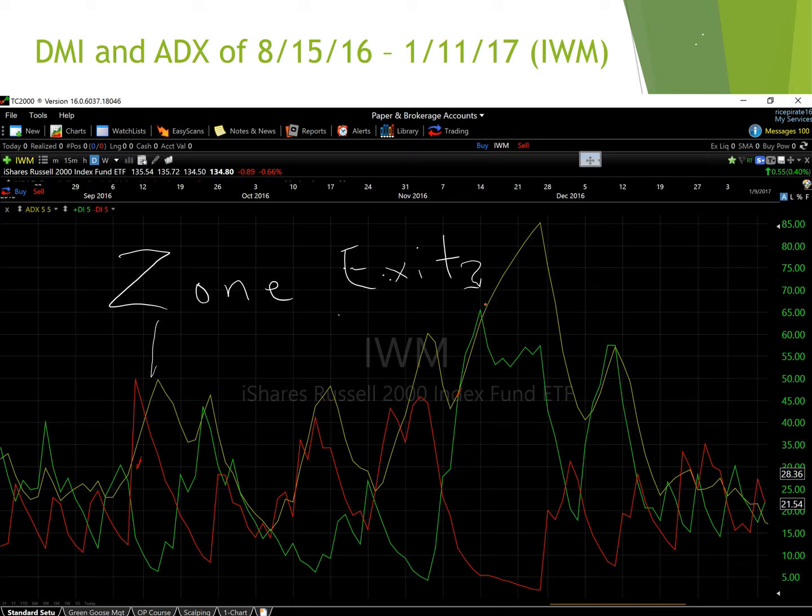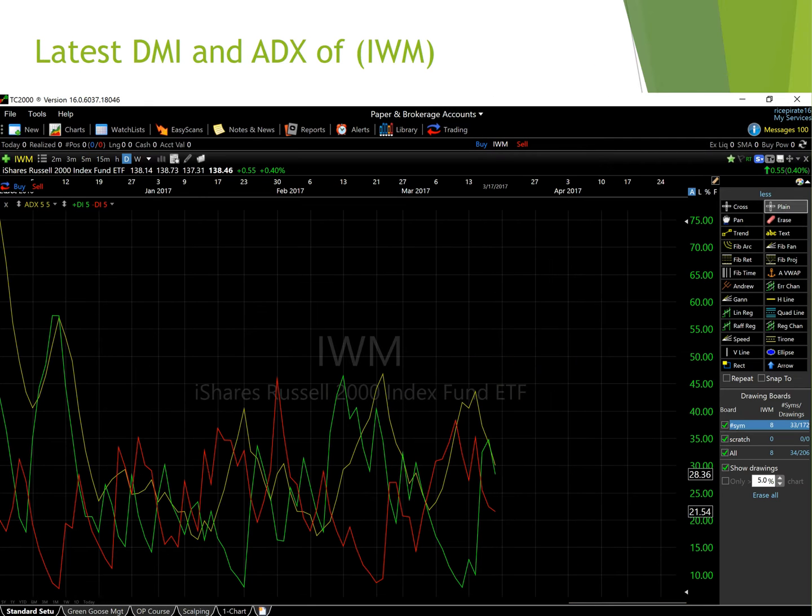Exit there, exit there, exit there. And you can see the circles where there are various zone exits. This can indicate a change in trend. Okay, so more exits here on IWM. This is the most recent chart, and you can see we have a whole bunch of exits.